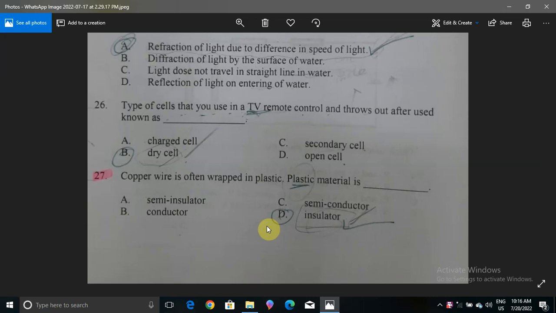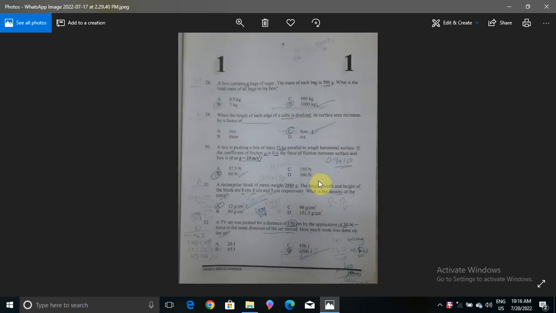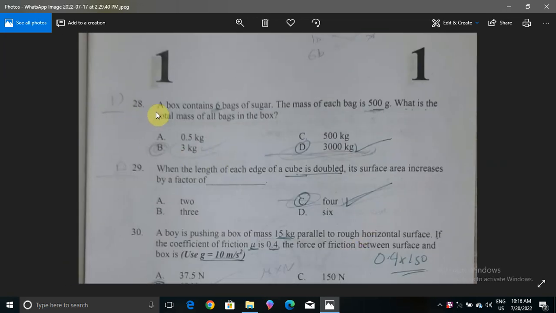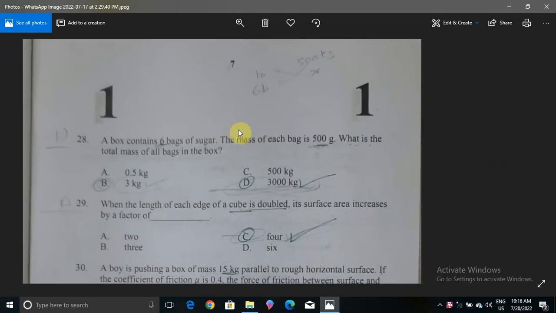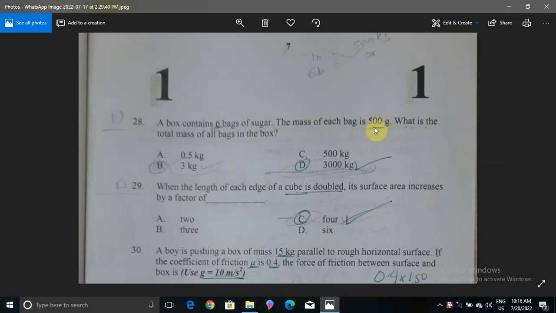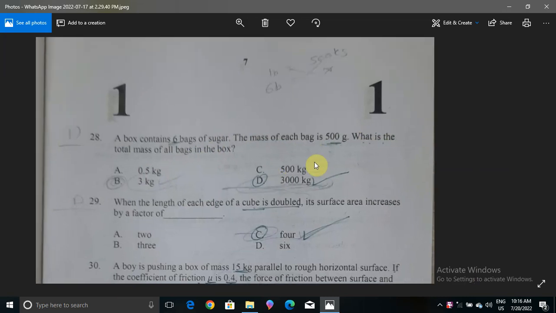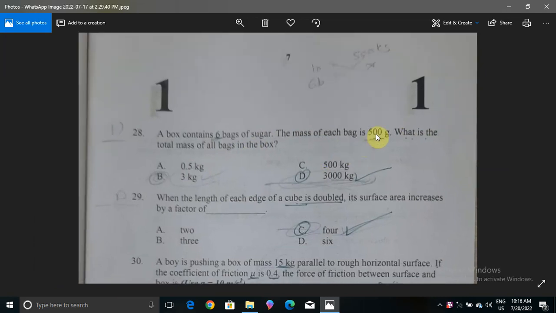Okay, now in question number 28, what we have here: a box contains 6 bags of sugar, the mass of each bag is 500 grams. What is the total mass of all bags in the box? Here what we have is 500 grams, right? When we convert it to kilogram, it will be 0.5 kilogram.